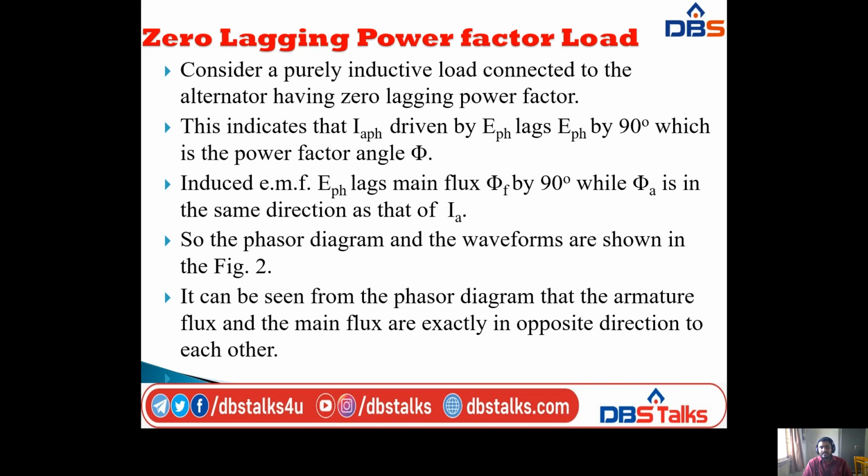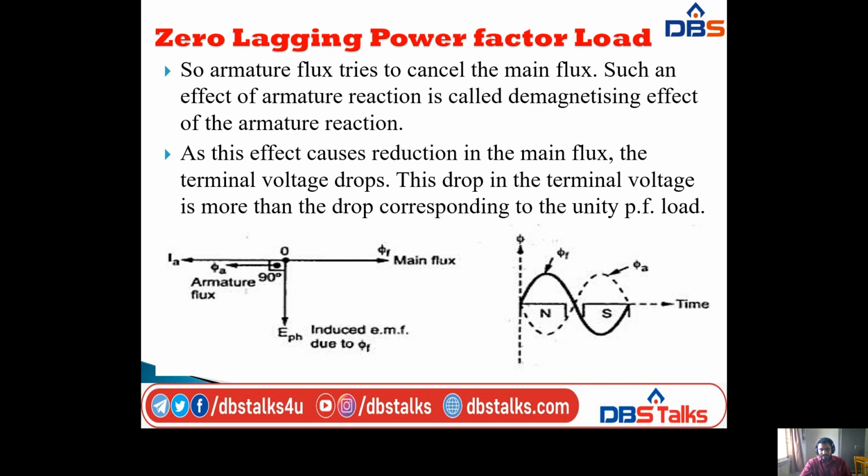Here the induced EMF E phase lags the main flux phi F by 90 degrees, while phi A is in the same direction as I_A. Phi A and I_A are in the same phase, and E phase lags the main flux phi F by 90 degrees. The phasor diagram and waveforms are shown in the figure. This is the waveform of the two fluxes, that is armature flux and main field flux. And this is the phasor diagram.